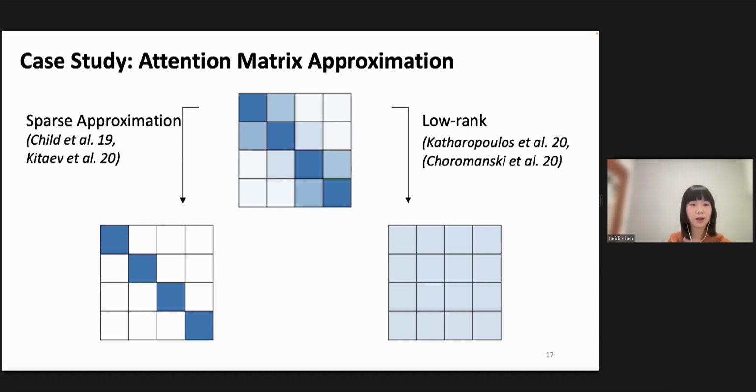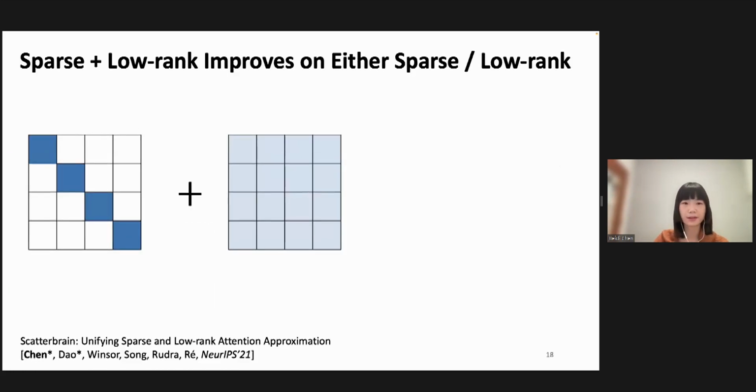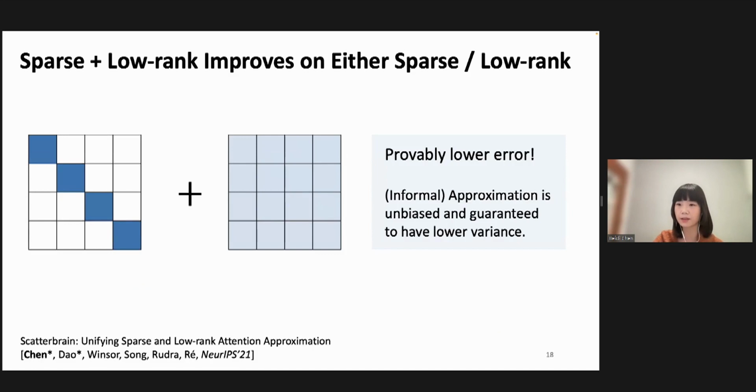For tasks like language modeling, which really rely on this sparse interaction between a few tokens, usually sparse approximation will do better. And for tasks like summarization, classification, and so on, where you need some global information, the low rank approximation will do the job. So in Scatterbrain, how we show that is you can simply combine this sparse and low rank component in this simple and exact way, and you will get a better approximation. Analysis digs into when this will have more advantage.